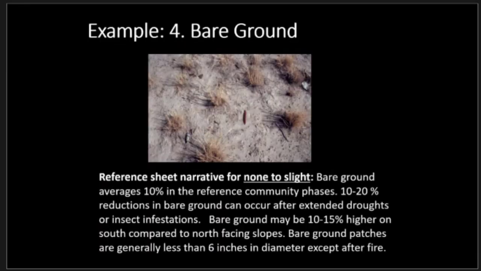In this example for the bare ground indicator, the reference sheet states that 10% bare ground is commonly expected, though 20 to 35% bare ground may occur based on weather, disturbances, or other topographic positions. Bare ground in the photo appears to be much higher than expected and might be rated as moderate to extreme or even extreme, depending on the supplemental information known for the site.